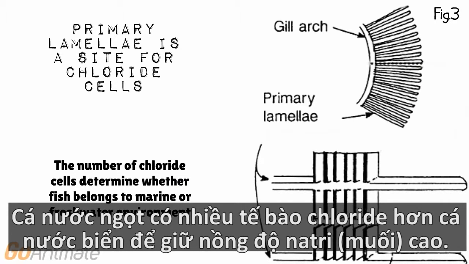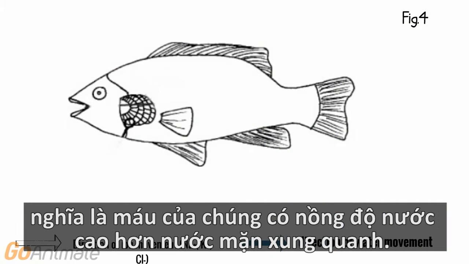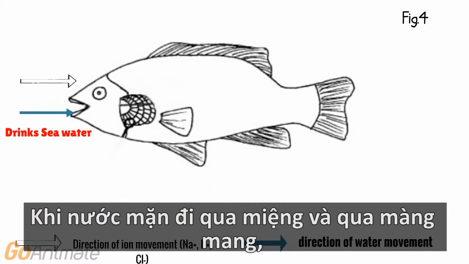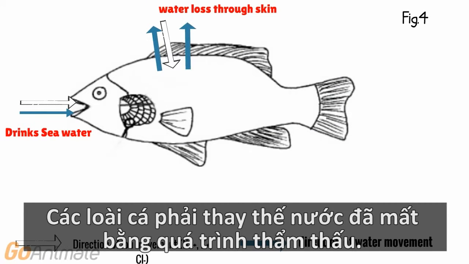Freshwater fish have more chloride cells than seawater fish in order to keep the sodium levels high. These fish are hypotonic to their surroundings, meaning that their blood has a higher water concentration than the surrounding seawater. As seawater passes through the mouth and over the gill membranes, water molecules diffuse out of the blood into the seawater by osmosis. The fish must replace the lost water.